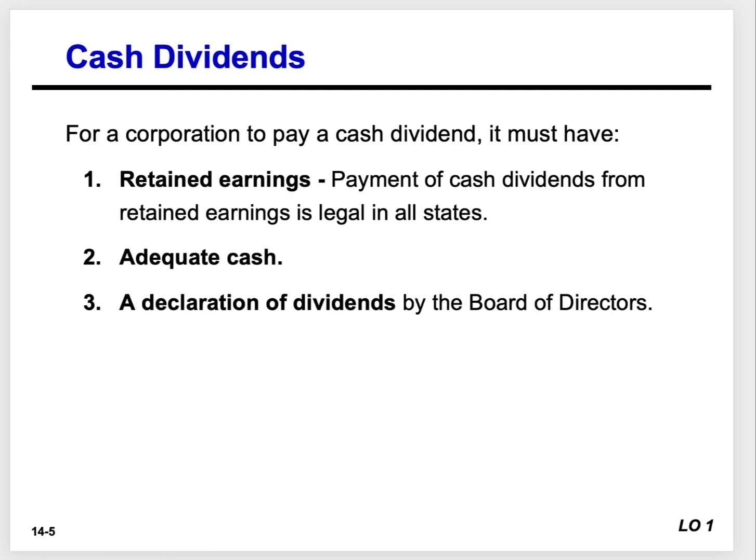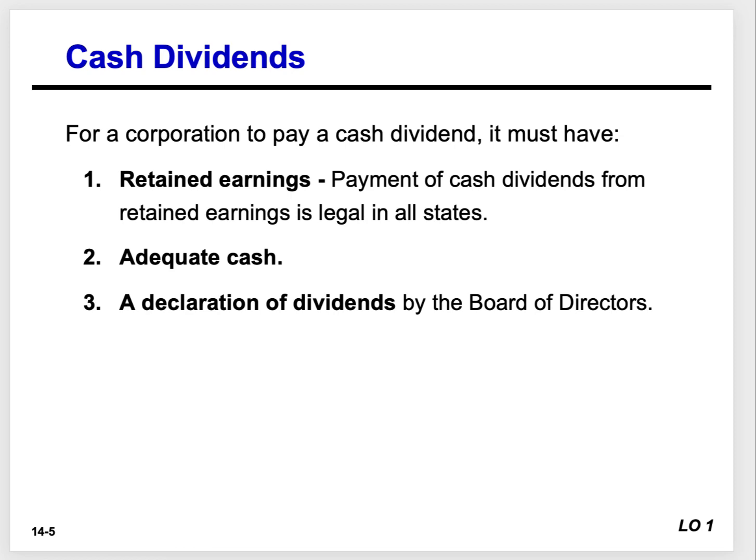Number two, the company has to have adequate cash on hand in order to pay those dividends. Let's say we declare 10 cents per share. We're the board of directors. We have retained earnings, enough to pay the dividends out of our retained earnings. That's good. But we don't have adequate cash, meaning we look at our bank account and we don't have enough cash to pay the dividends.